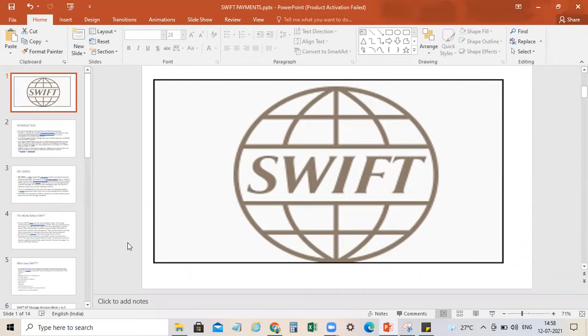I just came back after so many days, and I just thought of giving some walkthrough about Swift. When did it come, and what exactly is Swift, and how does it play a vital role in the payment system throughout the world, especially for international payments? So let's understand this in depth. Let's get started.